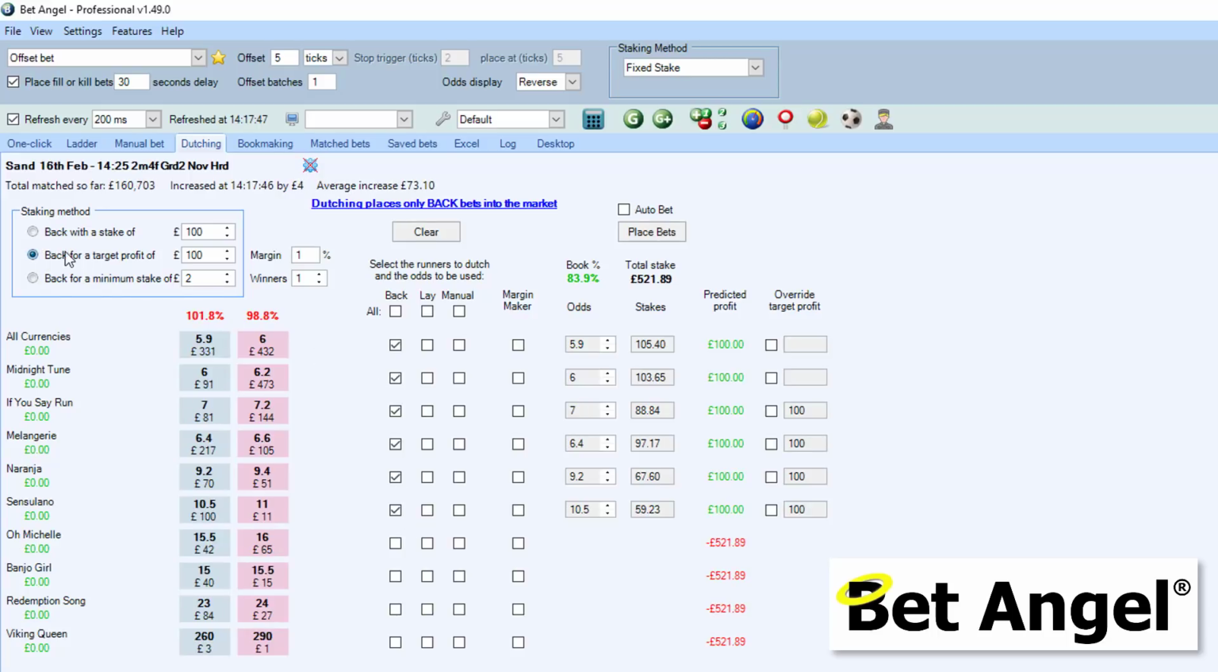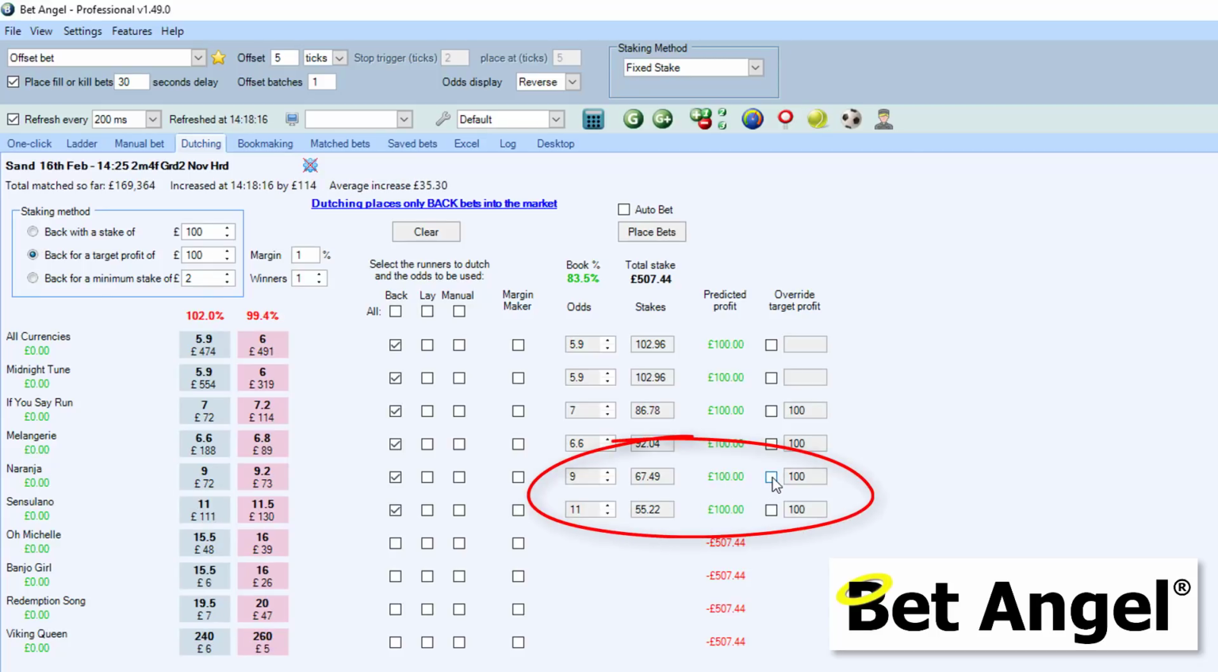You'll notice that when I switched to back for a target profit of, another area popped up over here, which was override target profit. So what we can do here, which is really clever, we introduced this feature in BetAngel back in 2006, is we can actually back all of these runners, but we can override the profit target figure that we've nominated. So we're saying we want to back for a profit of £100, but if this particular runner comes in, then we think that's unlikely. So I'll tell you what we're going to do, instead we're going to accept that we're not going to make any money at all if that runner comes in.